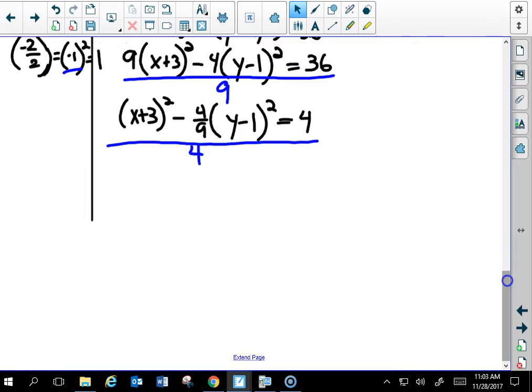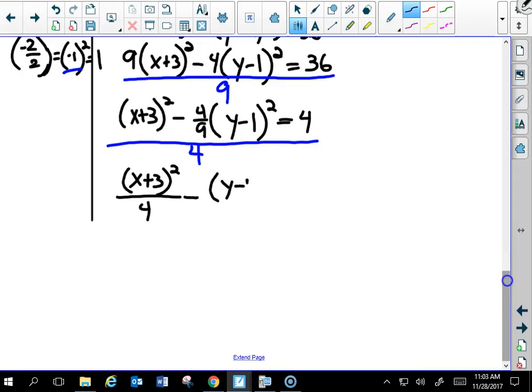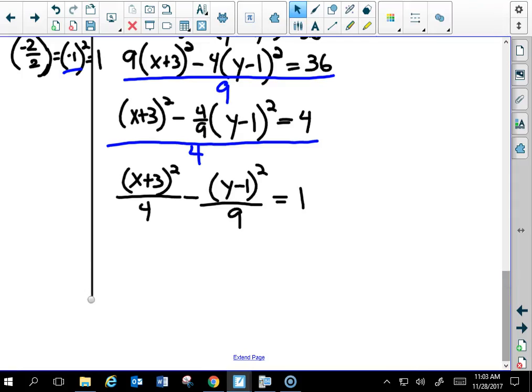And you know you're on the right track when you get a 1 on the right-hand side. So this simplifies to x plus 3 squared all over 4 minus y minus 1 squared all over 9 equals 1. So what do I get out of this? Well, let's identify a and b and also h and k.